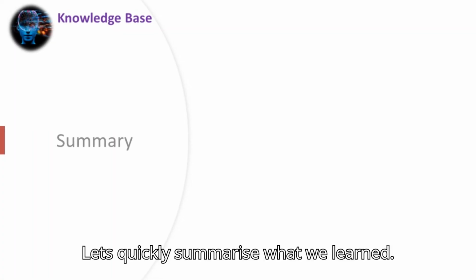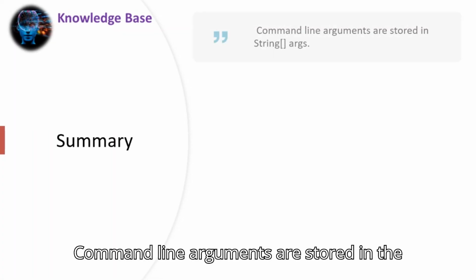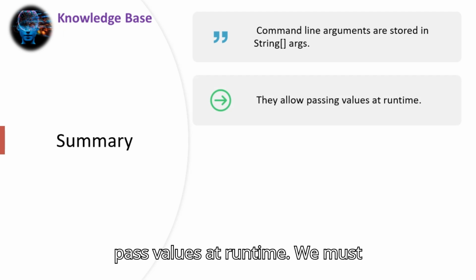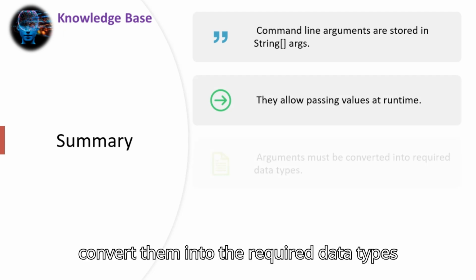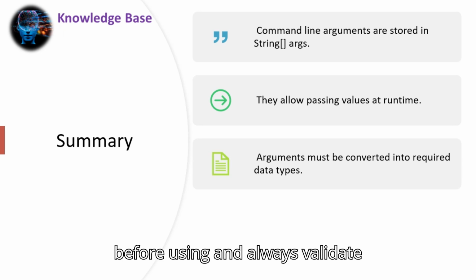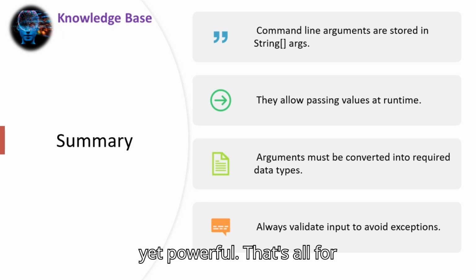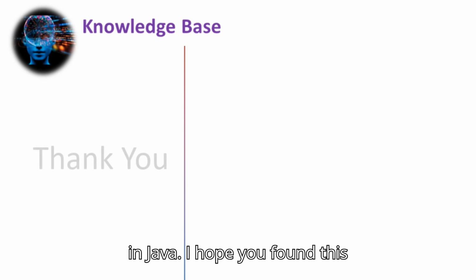Let's quickly summarize what we learned. Command line arguments are stored in the String args array. They allow us to pass values at runtime. We must convert them into the required data types before using, and always validate input to avoid exceptions. Simple, yet powerful. That's all for today's session on command line arguments in Java.